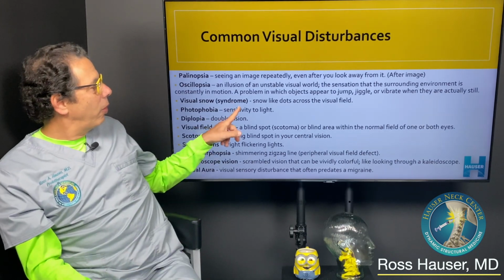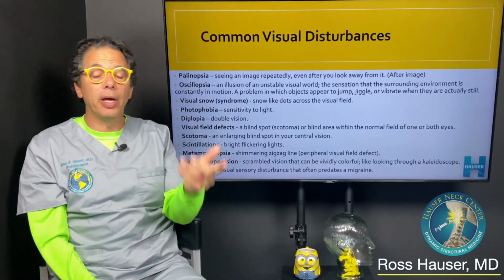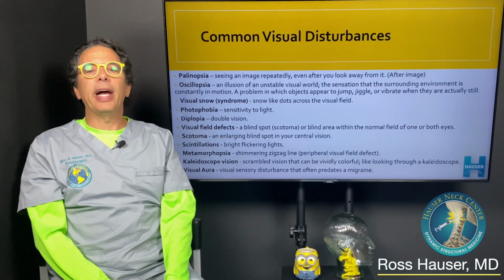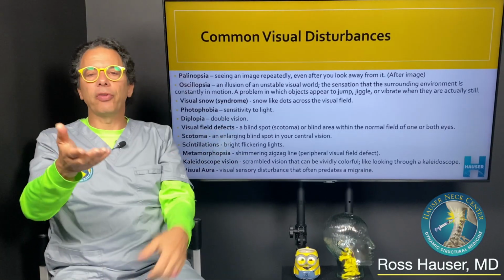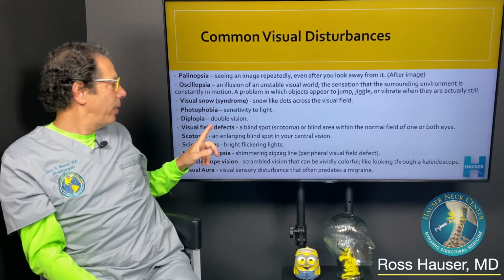So visual snow, we talked a little bit about, there's dots across the visual field. Photophobia, which is kind of an easy one, that's when the person has their pupils dilated. So we do a pupillary light reflex test, which we'll talk about.